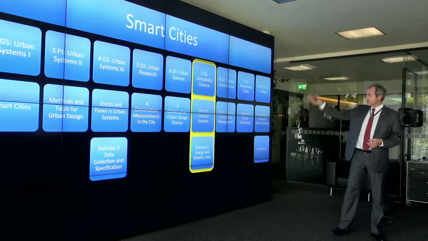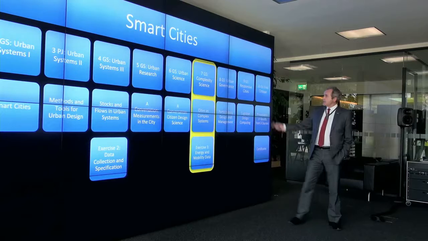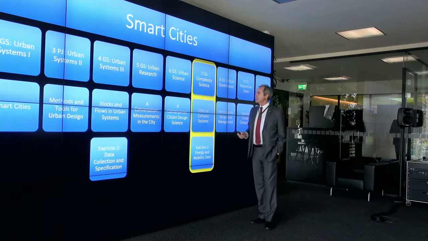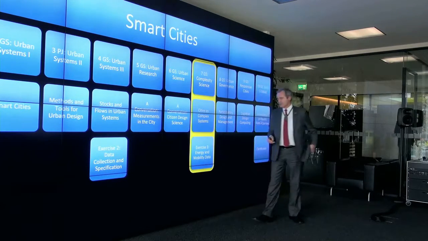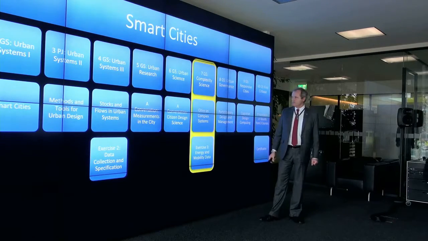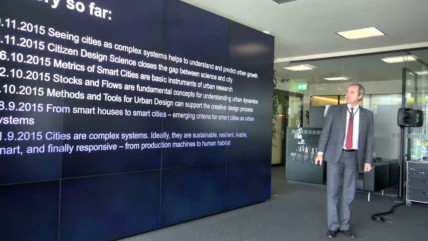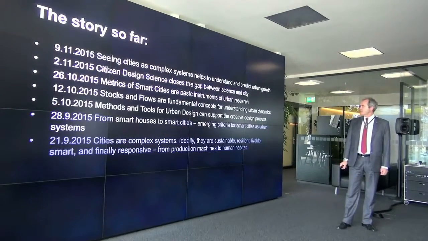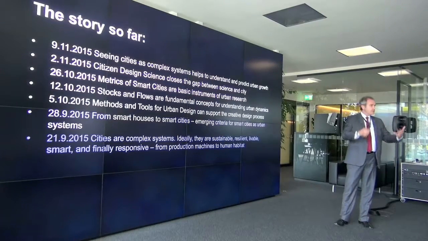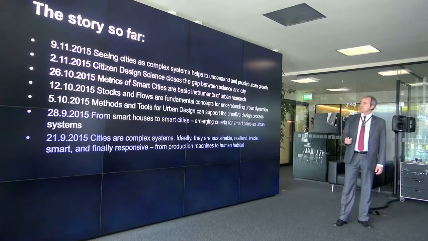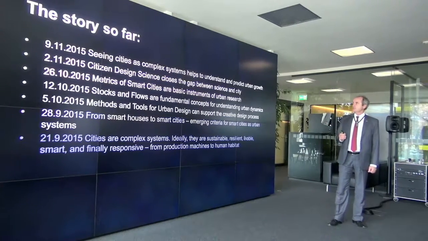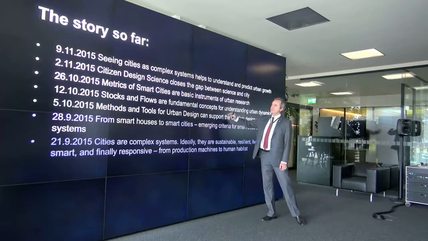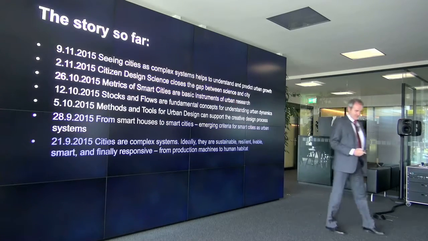But we want to put this in the context of our whole lecture series. So it's the complexity science, which is at the center, as a follow-up to urban science, which we had last Monday, and cities as complex systems as a specific contribution. The story so far, we had last time citizen design science that could close the gap between science and city, the development of new cities. And today, seeing cities as complex systems should help to understand and predict urban growth. So it's a continuous development from the simple to the more complex here.